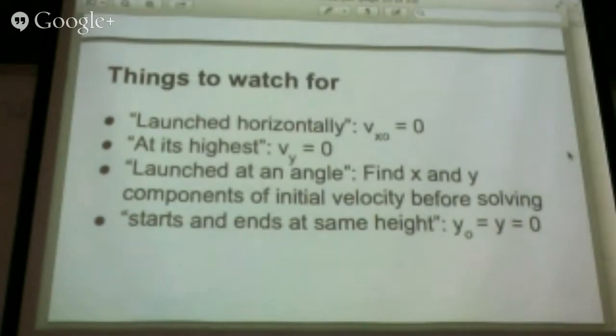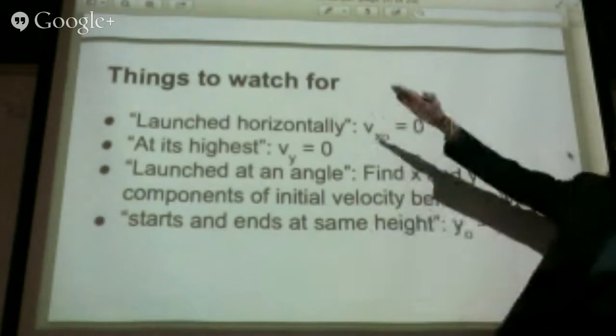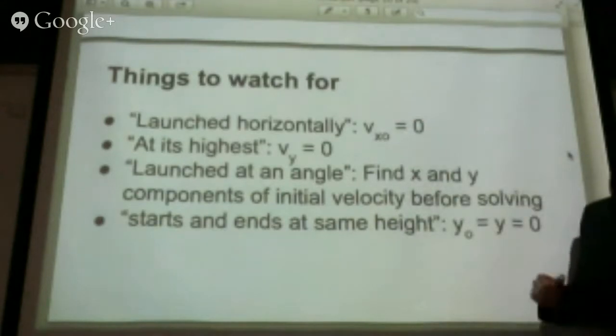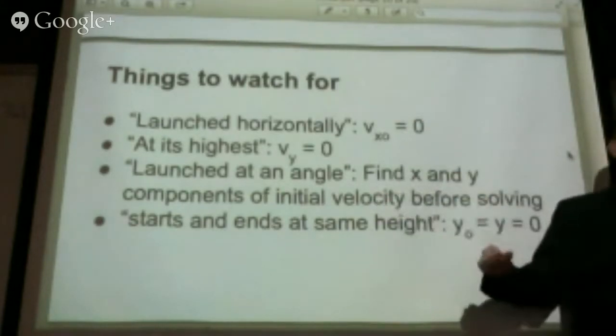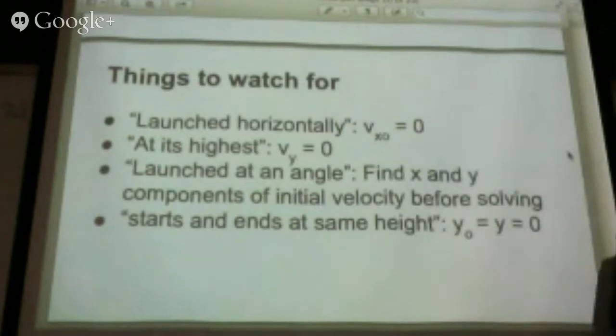If something's launched at an angle, so we're not kicking the stone horizontally off the cliff, we're launching it at some angle off the cliff, well, we need to figure out how fast it's moving horizontally and how fast it's moving vertically. That's vector resolution again. And then those are the quantities that go into that table of given information, starting x and y velocities.